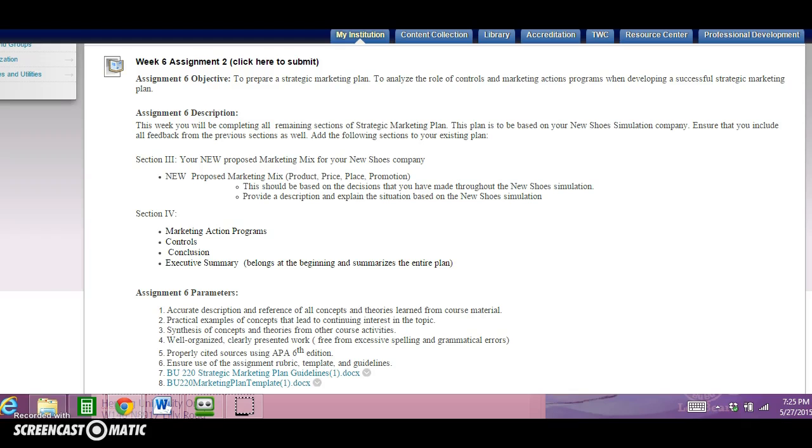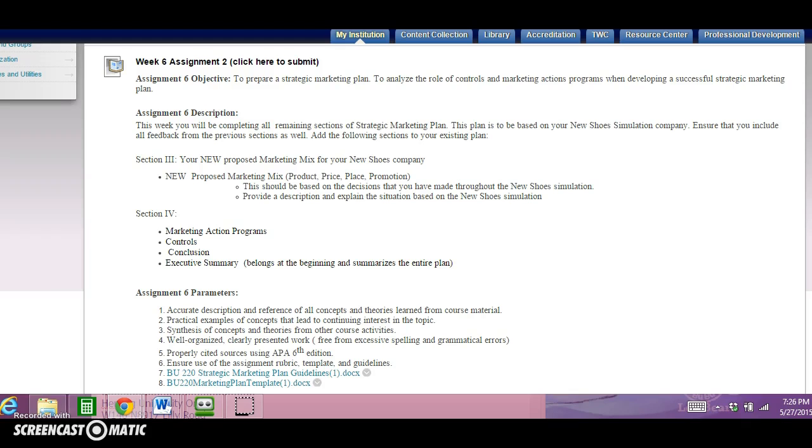In addition to that, you're going to add section 4. That's the marketing actions program, the controls, and the conclusion. Now, you will also be adding an executive summary. However, keep in mind when you look at the template, this is very important. The executive summary actually goes at the beginning of the marketing plan. However, you're unable to complete that until you complete the entire project, pardon me, because it is a summary of the entire marketing plan. So once you've completed the marketing plan, the last thing on your list is to create that summary of the entire marketing plan. And of course, it belongs at the beginning of the plan.